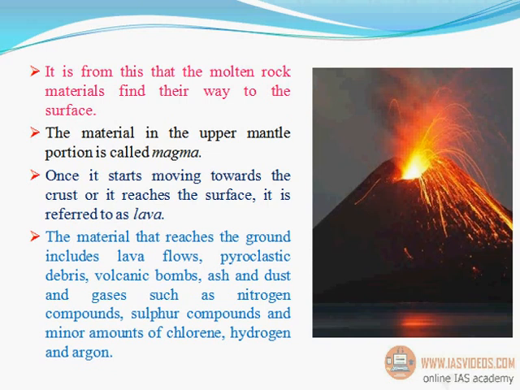The material in the upper mantle portion is called magma. Once it starts moving towards the crust or reaches the surface, it is referred to as lava. The material that reaches the ground includes lava flows, pyroclastic debris, volcanic bombs, ash and dust, and gases such as nitrogen compounds, sulfur compounds, and minor amounts of chlorine, hydrogen, and argon.